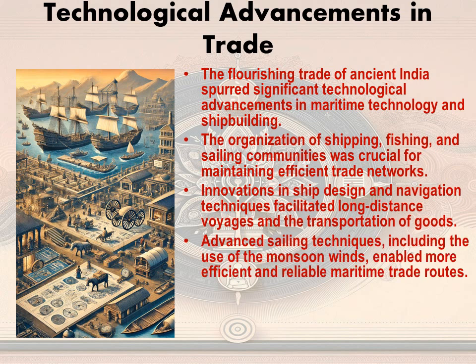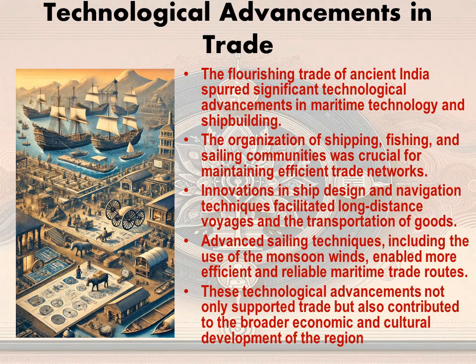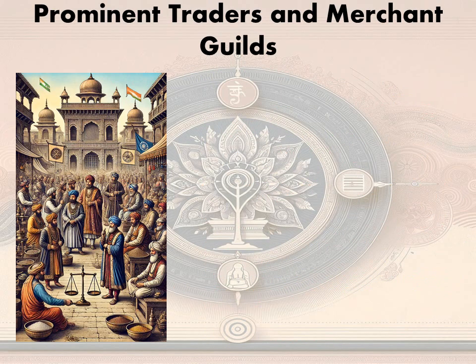Advanced sailing techniques, including the use of the monsoon winds, enabled more efficient and reliable maritime trade routes. So, monsoon winds acted as the fuel for Southeast Asian trading networks, and thus, with this advancement of sailing techniques which trapped monsoon winds, we get efficient and reliable maritime trading routes. These technological advancements not only supported trade but also contributed to broader economic and cultural development of the region.